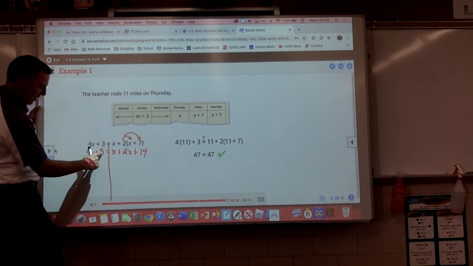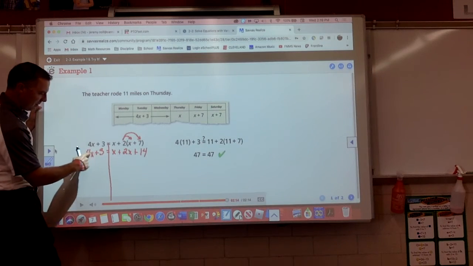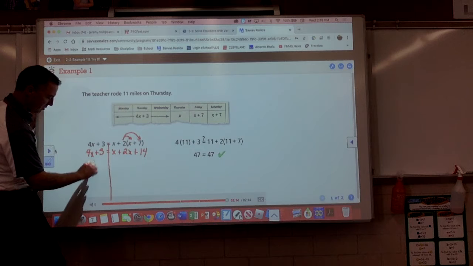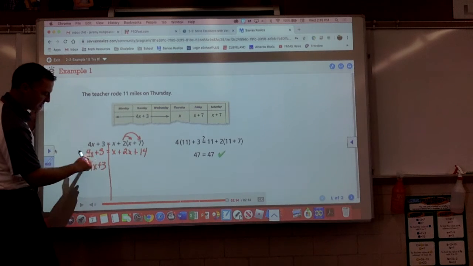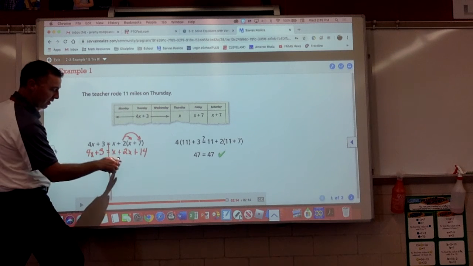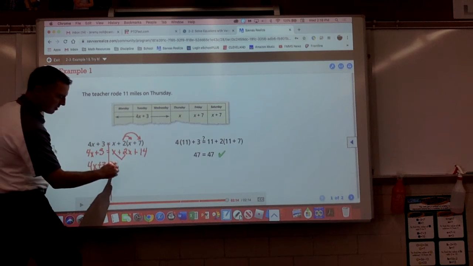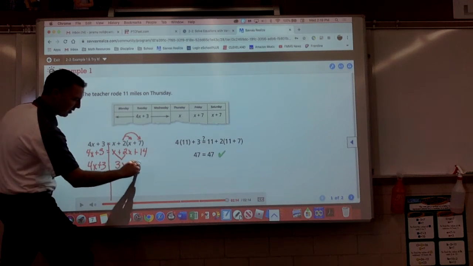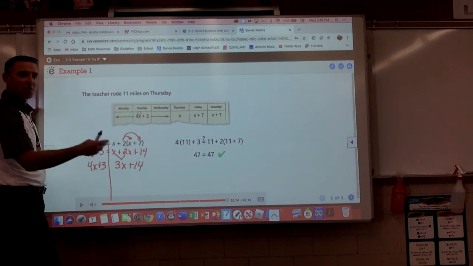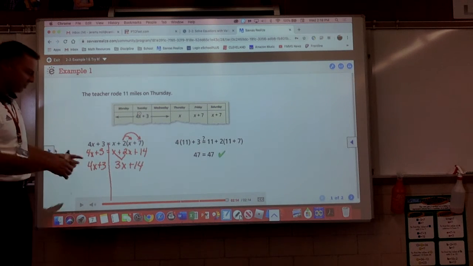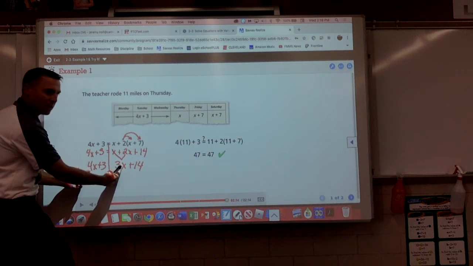Now let's go through combine like terms. Do we have any like terms? Over here, no, not like terms. That stays 4x plus 3. Now over here, these 2 terms, oh, there they are. 2x, 3x. There you go, my friends. Okay, and now we're back to what we did in lesson 2-2. You've got variables on both sides.